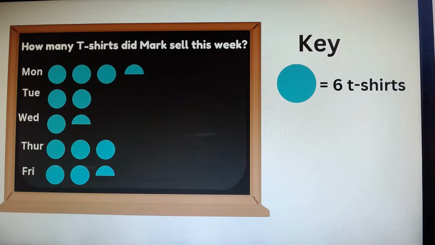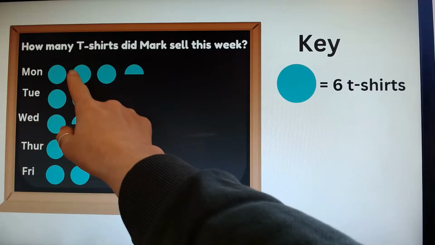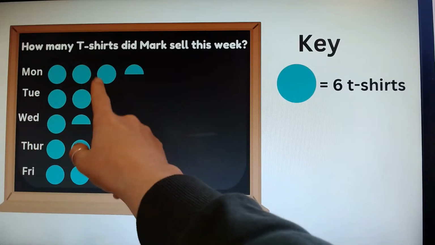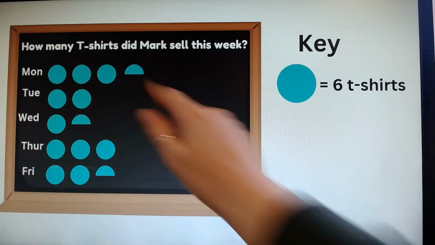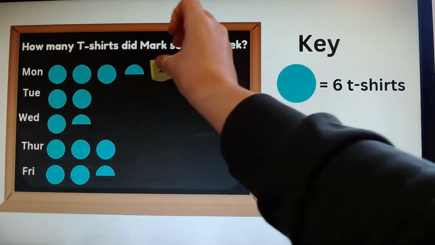So the first one, are you saying, well, this is 6. So we've got 6 and 6 is 12. Another 6 makes 18. And then half a circle would actually be 3, wouldn't it? So do you get 21 for the first one? I get 21 t-shirts sold on Monday.